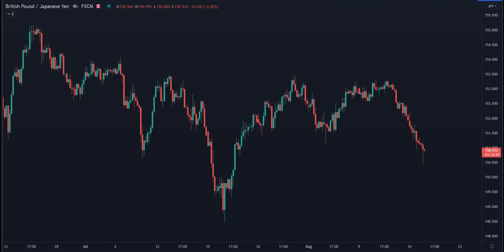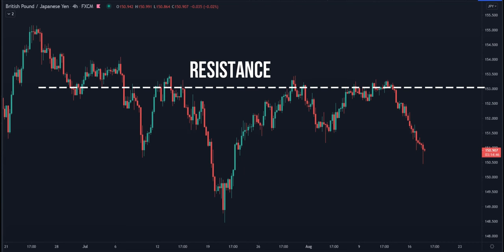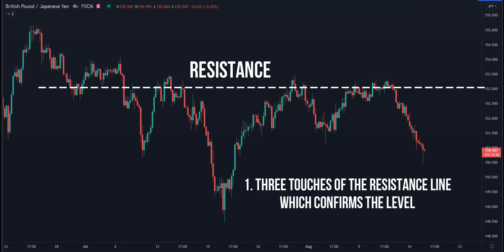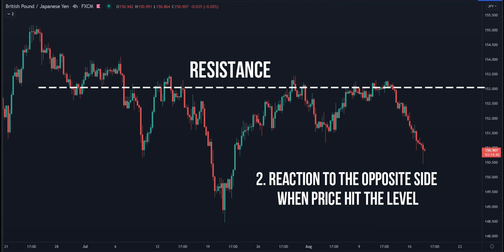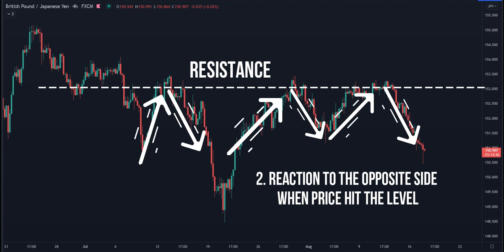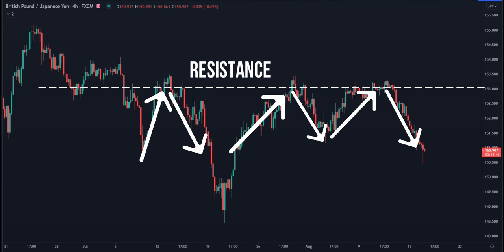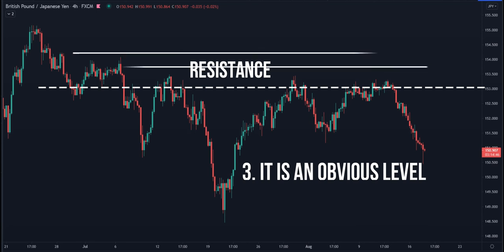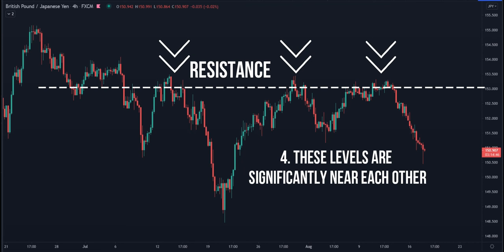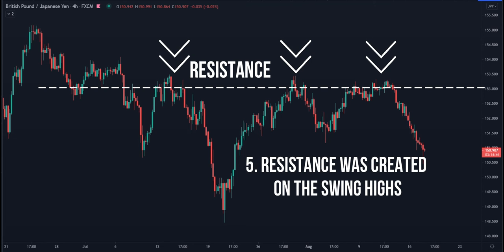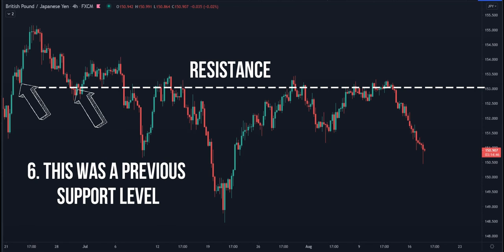Let's look at another example. Right here at the top we see a level of resistance. Now, why is this a resistance level? Because number 1, there have been 3 touches of the resistance line, which confirms the level. Number 2, when price reached the resistance level, we see that price rejected it or respected it and went to the opposite direction. Number 3, it is an obvious level, and it stands out. Number 4, the rejections are significantly near each other. Number 5, they are all swing highs. And lastly, this level was a previous support level.